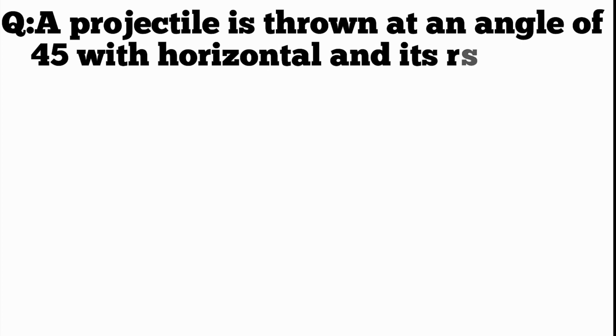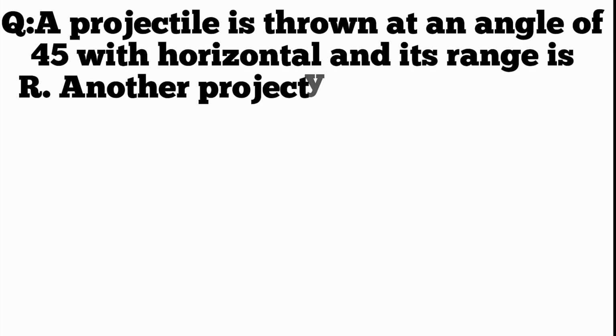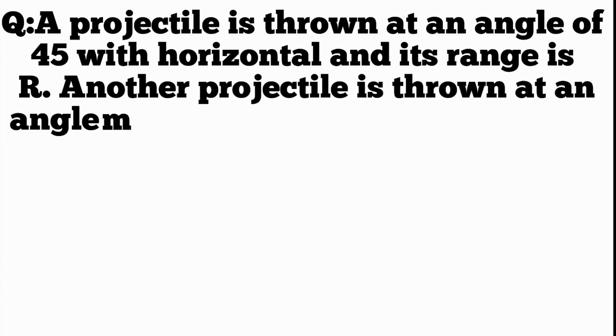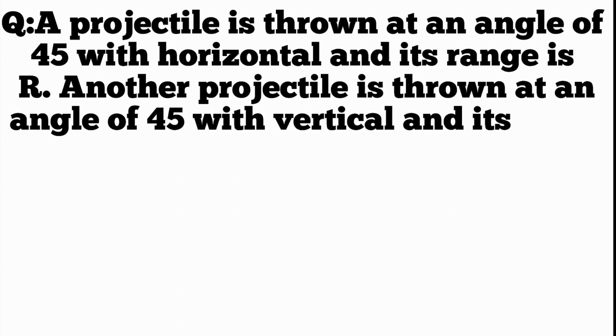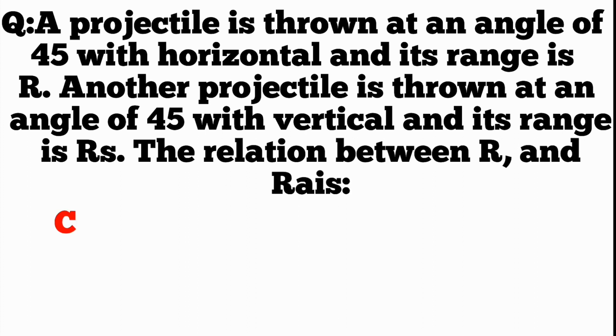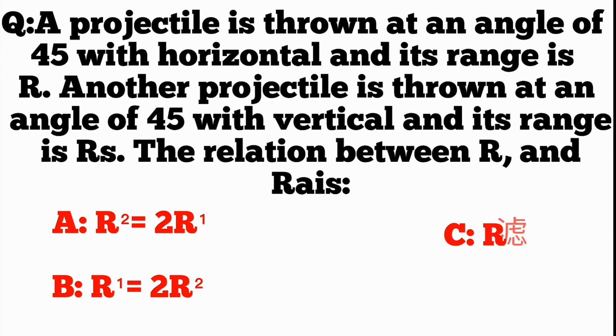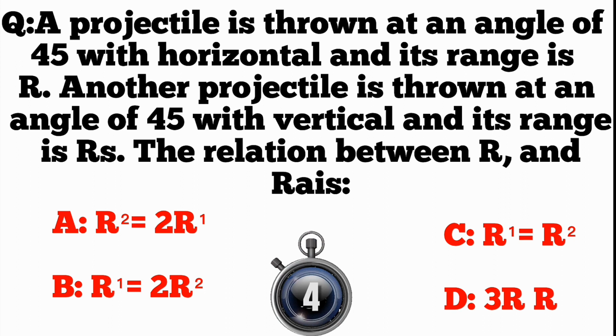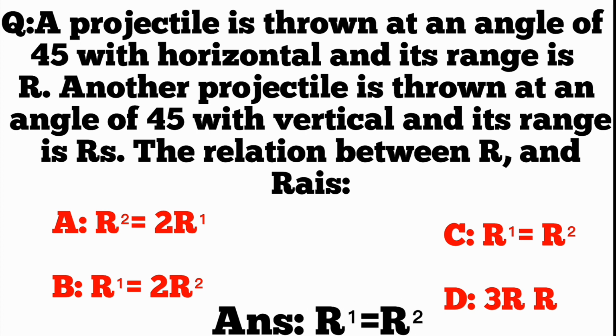Q. A projectile is thrown at an angle of 45 with horizontal, and its range is R. Another projectile is thrown at an angle of 45 with vertical, and its range is R'. The relation between R and R' is: A. R' = 2R. B. R' = R. Answer: R' = R.